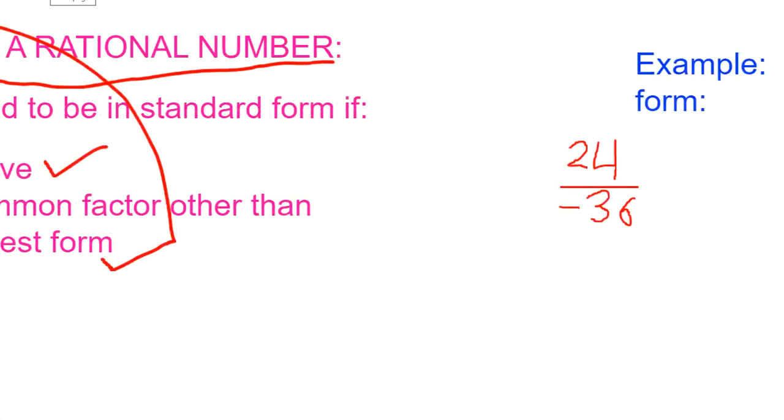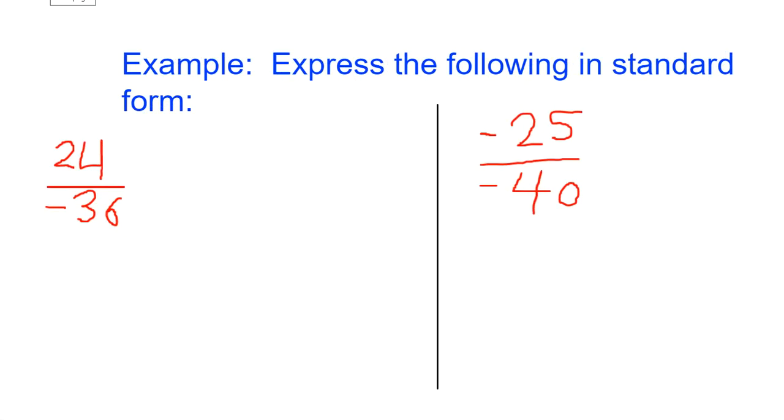Let us just see an example of that. For example, the question says express the following in standard form. The given number is 24 upon minus 36. So what were the two conditions of writing my number in standard form? The first condition was the denominator should be positive. But here my denominator is negative, so what should I do? Can I make it positive?